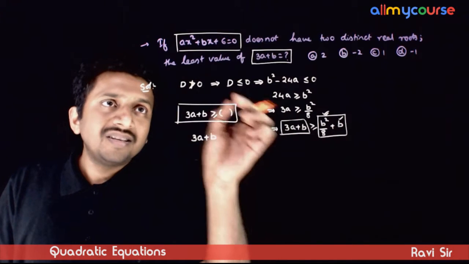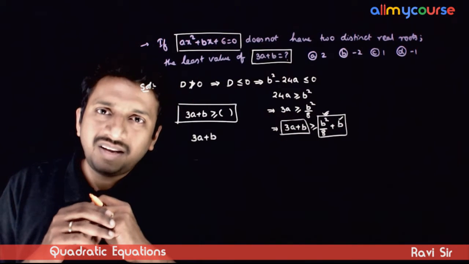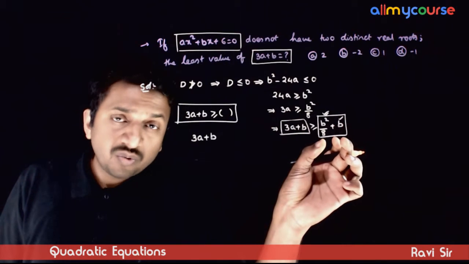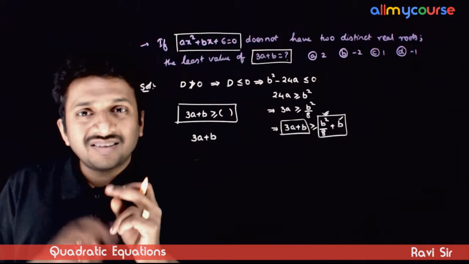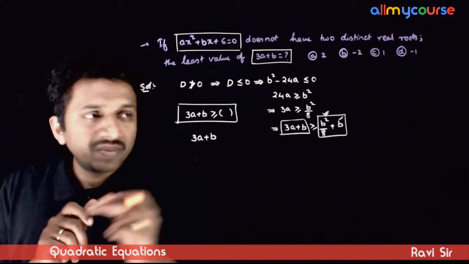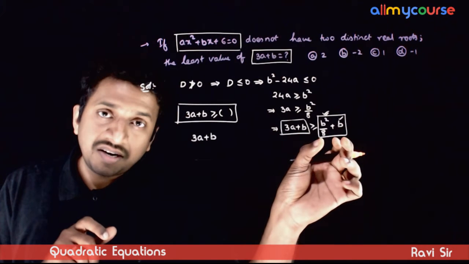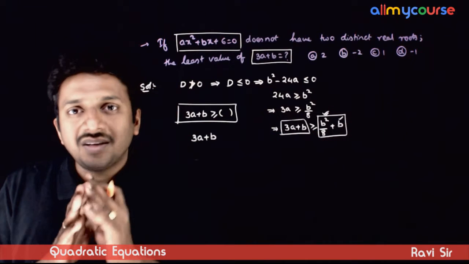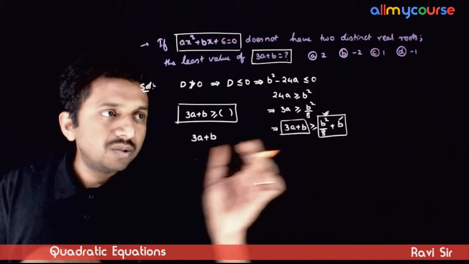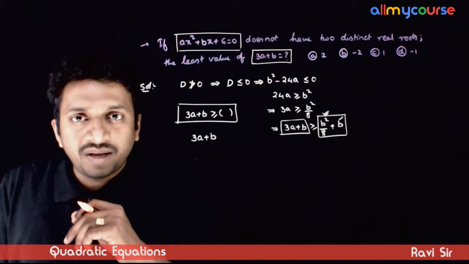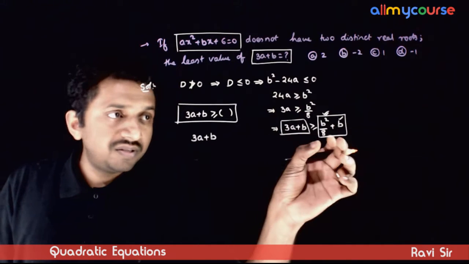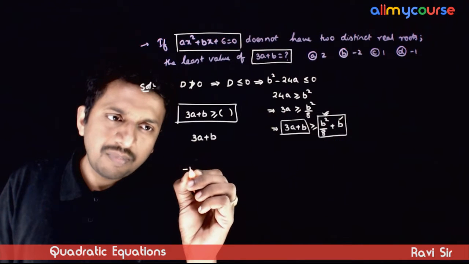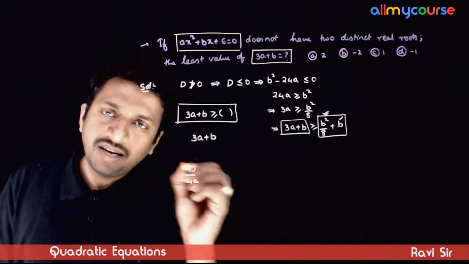So what is the least value of 3a plus b? The least value of 3a plus b occurs when b square by 8 plus b takes the least value. Because this is always greater than or equal to this, so when this becomes least, this becomes least. So what is the least value of b square by 8 plus b? This is a quadratic in b. The least value is nothing but minus D by 4a, right?